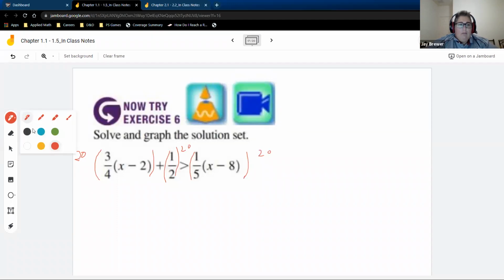Okay. When I do that, 4 goes into 20 5 times. So I'm really going to be multiplying this section by 5. 2 goes into 20 10 times. And 5 goes into 20 4 times. Okay, so we're going to get 5 times 3 here, and we'll do that in a second.